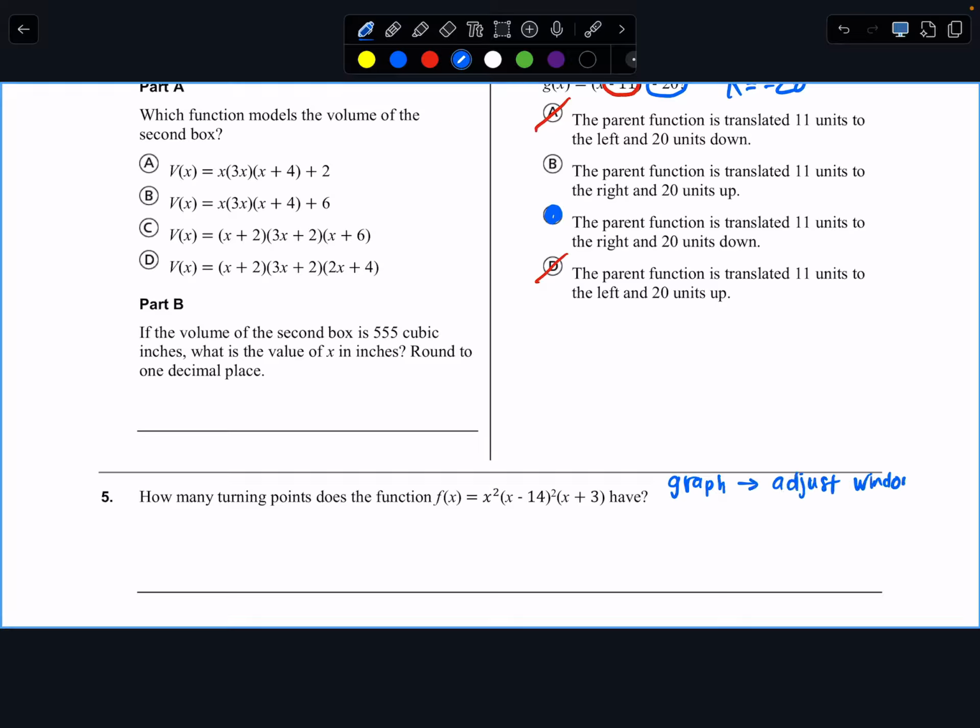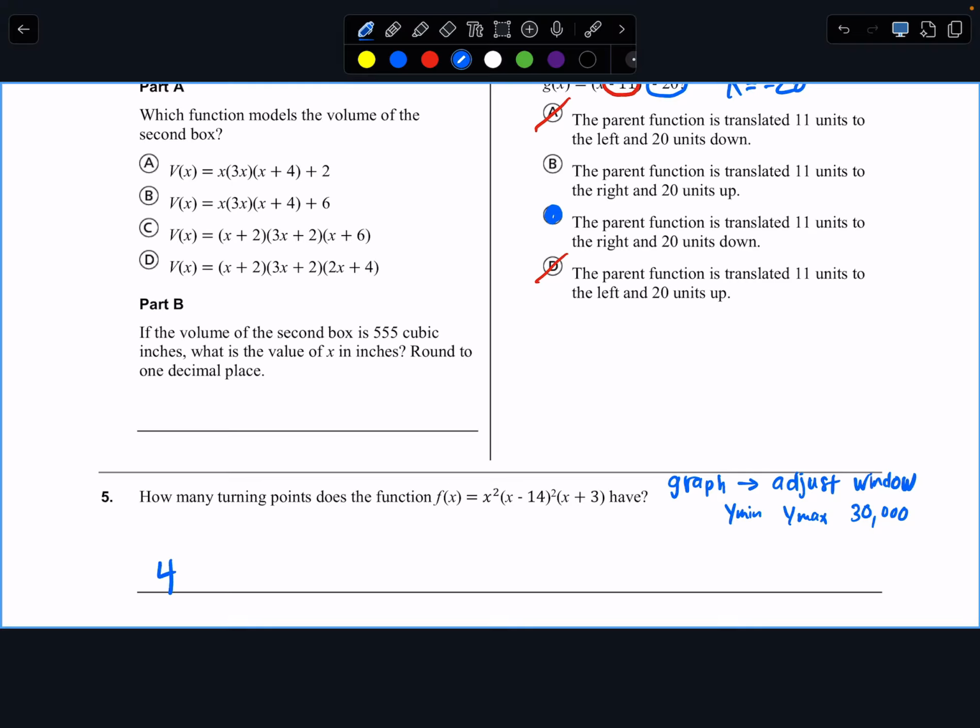You have to adjust it a lot. So if you can't see the tops and bottoms, you have to adjust the Y min and Y max out to what, 30,000? To actually see the tops? How many turning points did we see?